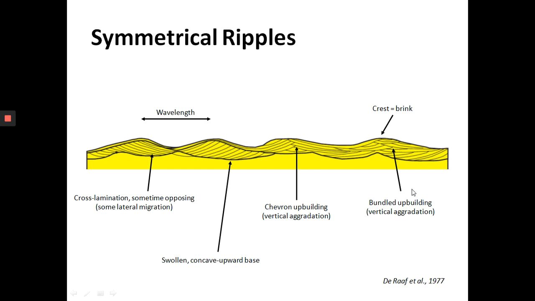And these kinds of stratification happen when you have vertical aggradation, meaning that there's a lot of sediment coming into the system and your layers are building upwards, but still being modified by waves. So there's aggradation or vertical accretion. Okay, this is from a classical work from De Raaf et al., 1977. Still a good reference.